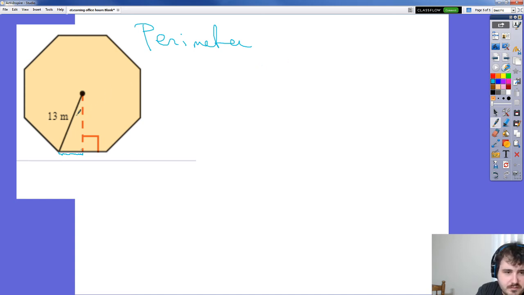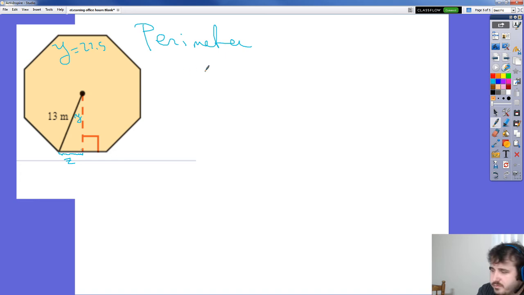22.5. That's our angle here. Let's not call that x, we use x for other stuff. Let's call that y. So what we need to do is find this over here. We'll call that z. So we know y is already 22.5.